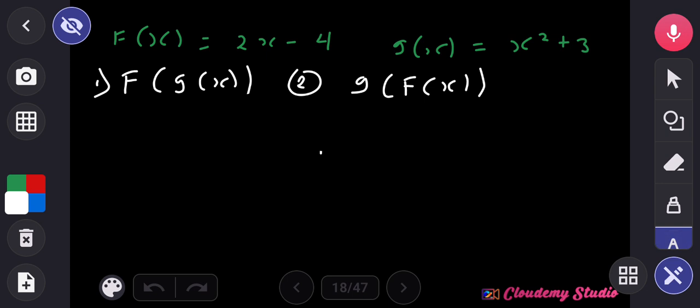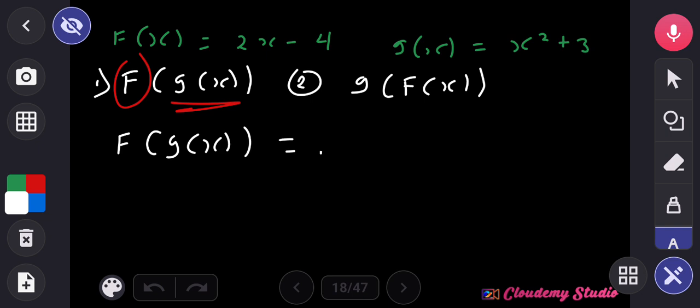The composite of f with g, that is what we are looking for in the first one. You understand? So the composite of f with g, which is f of g of x, will now be equal to what?